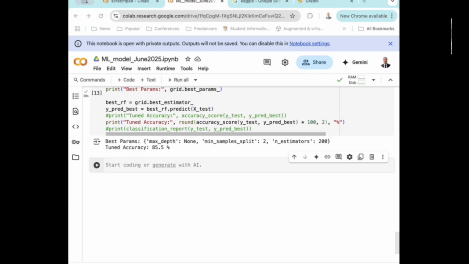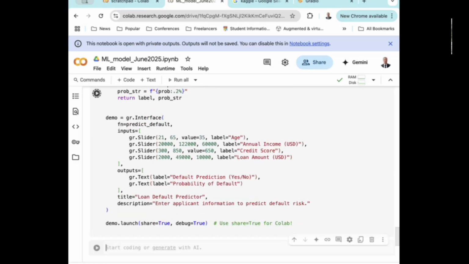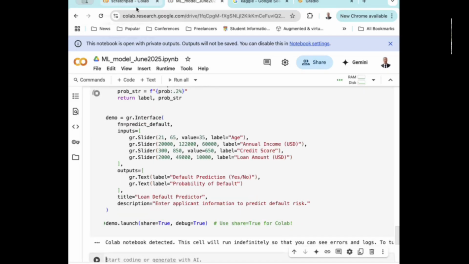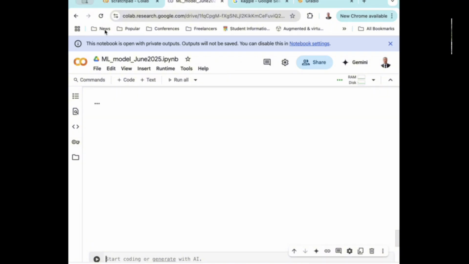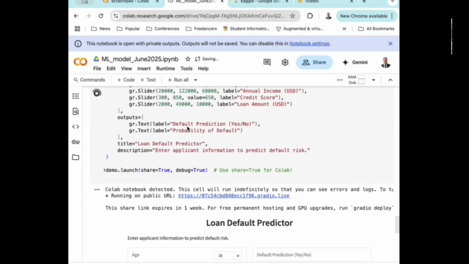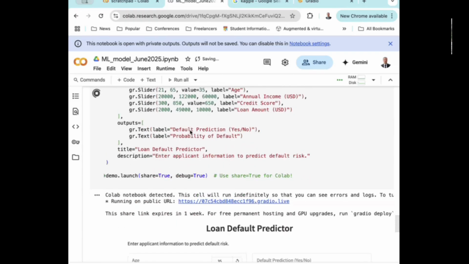All right, let me, sorry. So this is the code for using Gradio. I'm going to run it and let's see. Okay, deployment is going to be what?